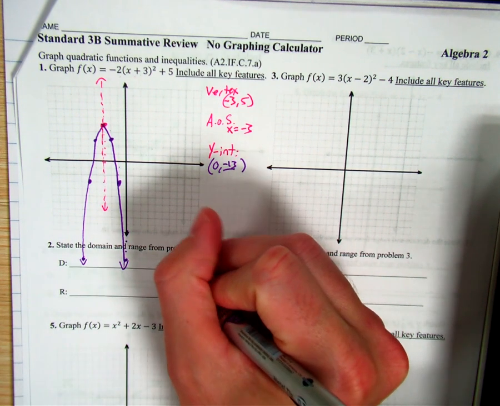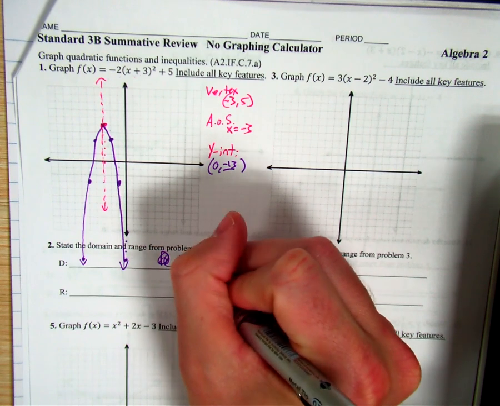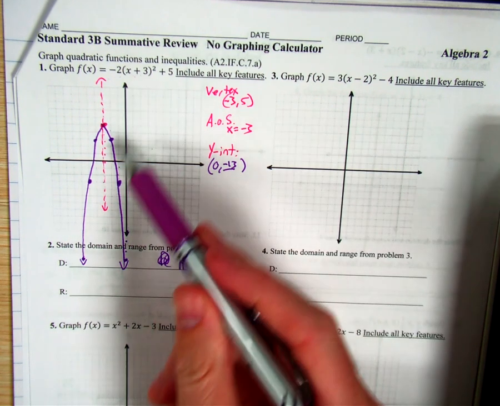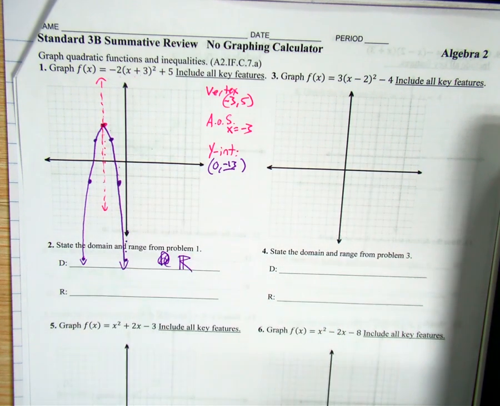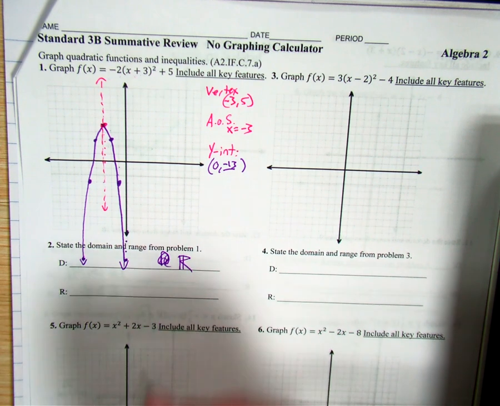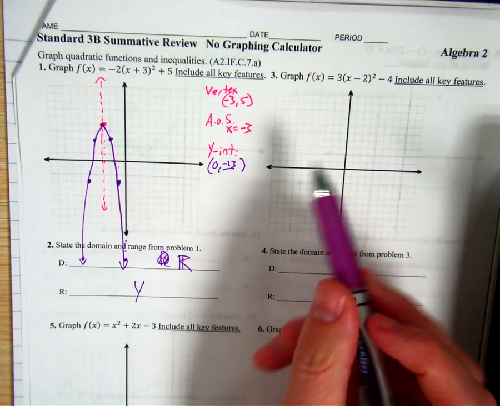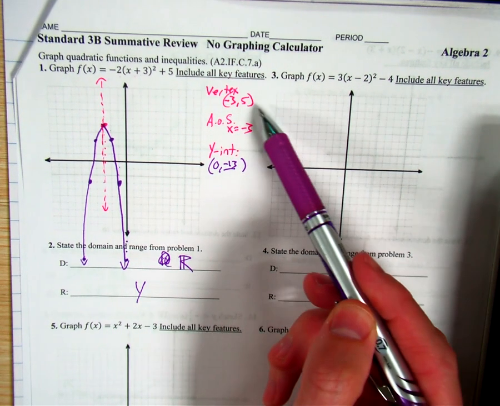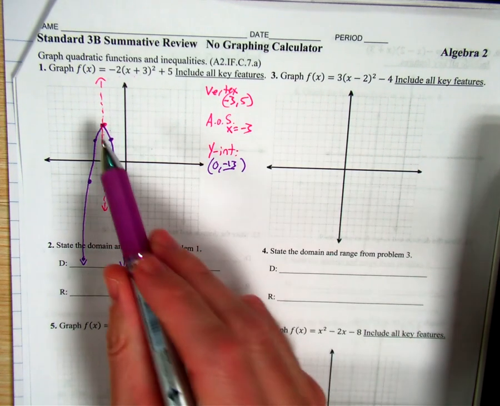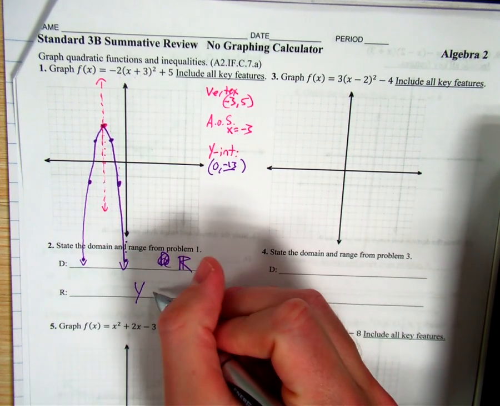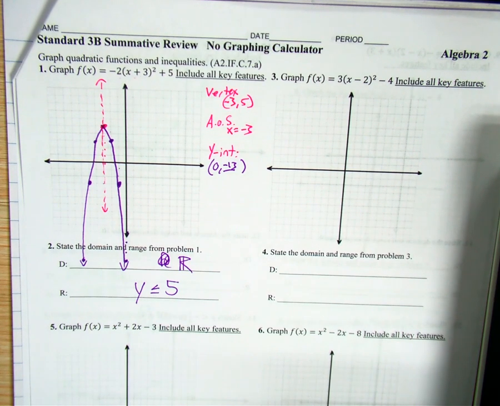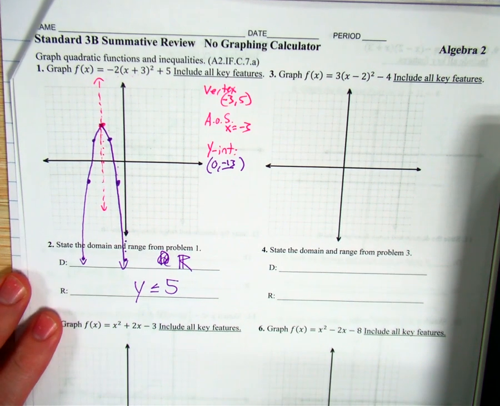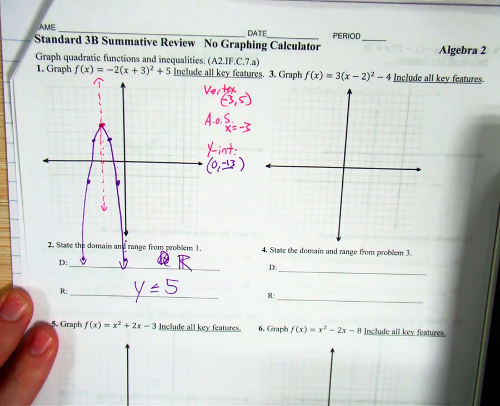Okay, same thing as last time. Our domain is all real numbers. This gets pretty steep, but it does keep sliding left and right forever and ever. Range, again, it's going to be related to your y-coordinate of the vertex. So 5, we're going down, so all my y's are less than or equal to 5.